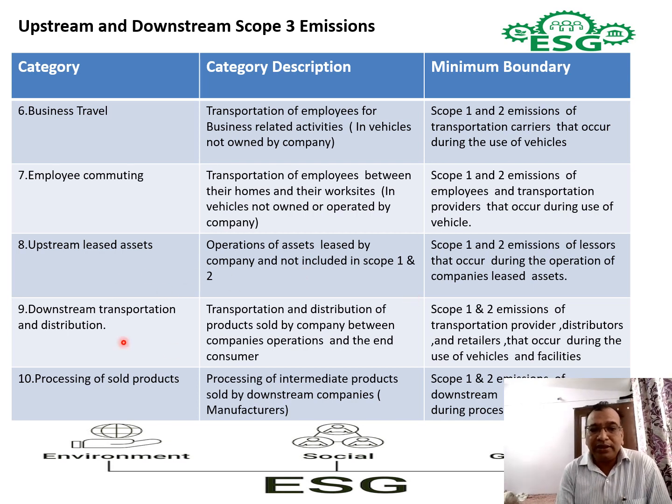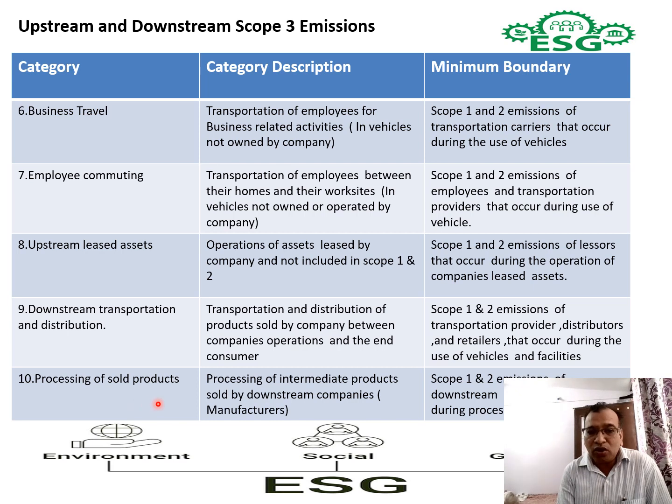Then downstream transportation. Up to now we have been looking at upstream emissions. Now we will see downstream transportation and emissions. Downstream transportation and distribution covers the transportation and distribution of finished products sold by the company between the company's operations and end consumers. Ultimately the product is manufactured for end consumers, so whatever energy or fuel is consumed has to be captured in logistics for these downstream activities.